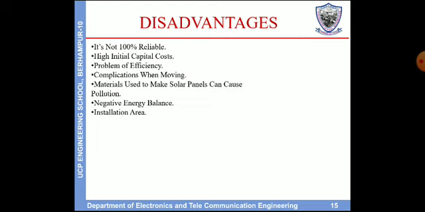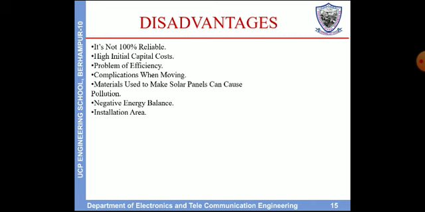Now it comes to disadvantages. Its main disadvantage is that it is not 100% reliable because of various factors. The technology used in solar panels is not highly efficient. It produces nowadays 22 to 25 percent. So according to that, it is not 100% reliable, low reliable we can say.